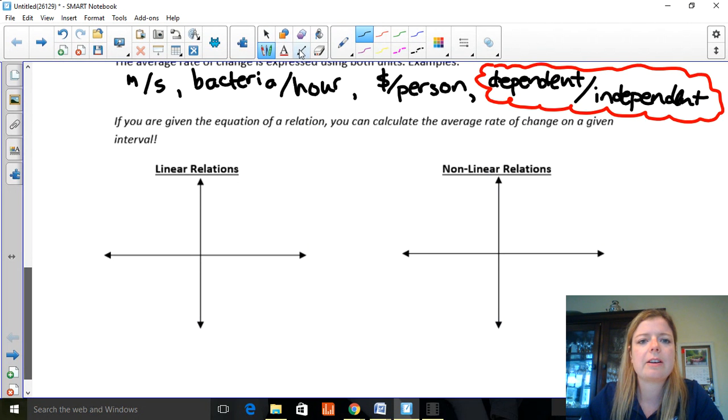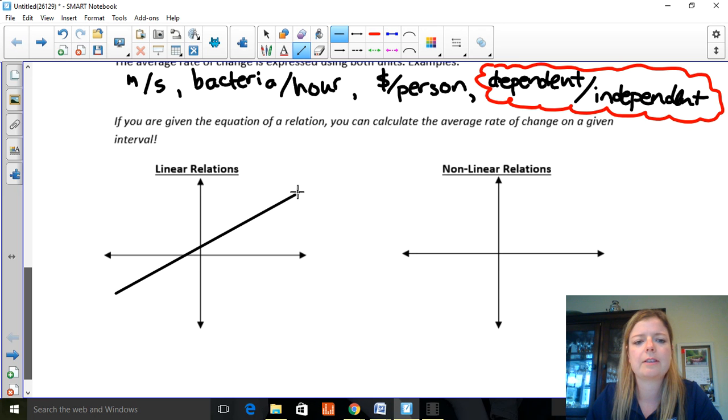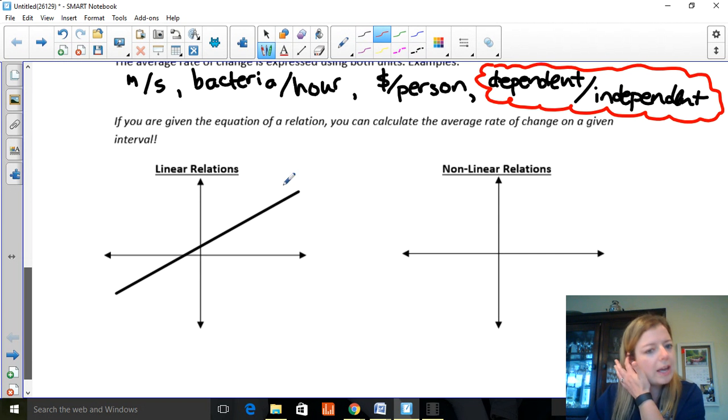One more thing to note here is that if you are given a linear relation, here's a linear relation, think about what is true about its rate of change. If you calculate the rate of change between, let's say, this point and this point, is that going to be any different than calculating the rate of change between this point and this point? No. Because a linear relation is just a line. So the slope is the same no matter where you choose the 2 points. So no matter what 2 points you're choosing, the rate of change will be the same. We call that a constant rate of change.